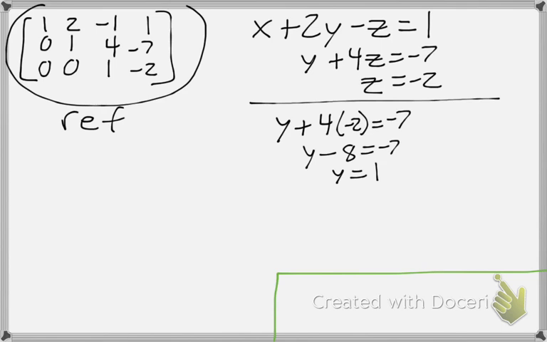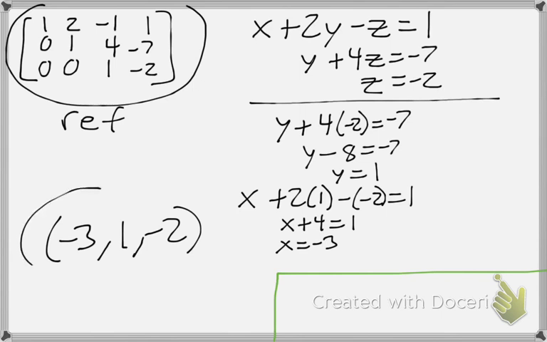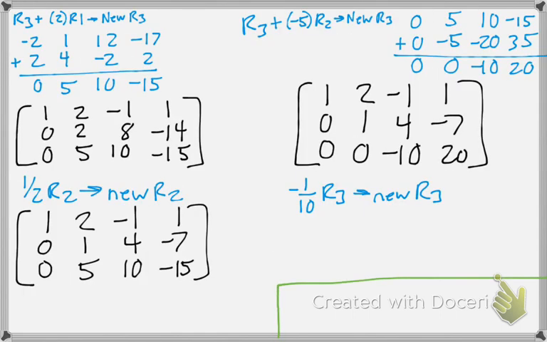So then if you take 1 and negative 2 and plug them into the top one, x plus 2 times 1 minus negative 2 is equal to 1. This will be x plus 4 is equal to 1, or x is equal to negative 3. So my final answer would be negative 3, 1, and negative 2. So again, very similar to last time, just that we are not writing the system of equations every time with the x, y, and z. We're just expressing them as these matrices.